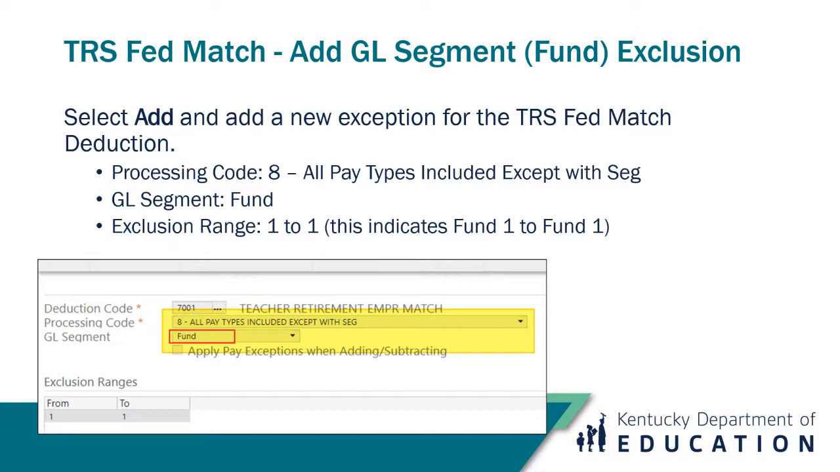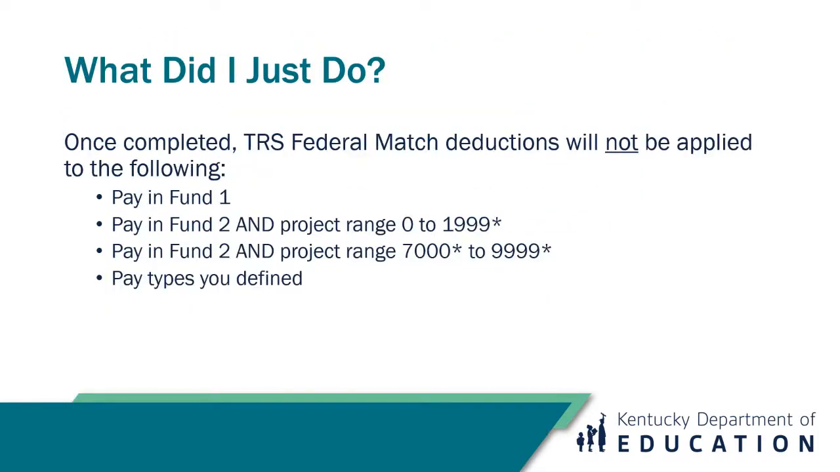In the documentation in this presentation, everything assumes employees are being paid in Fund 1 and 2. If you have employees being paid from some other fund, that would need to be addressed. So what did you just do with that?